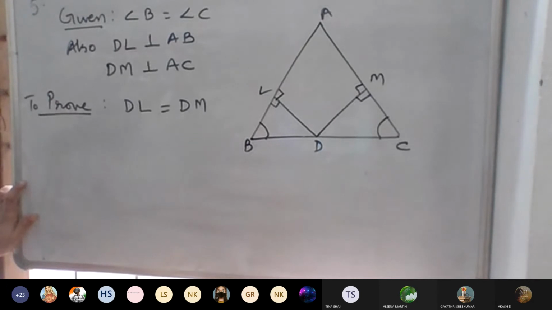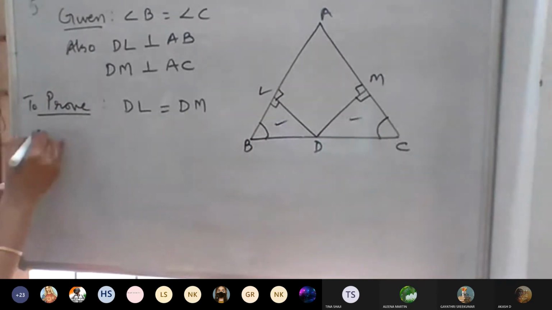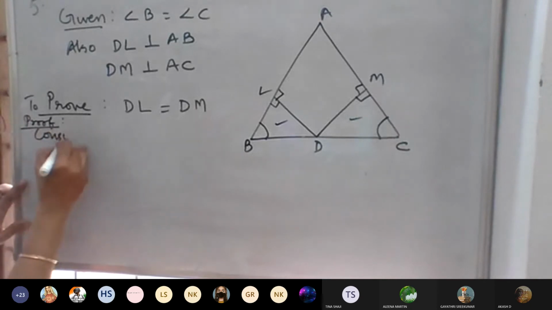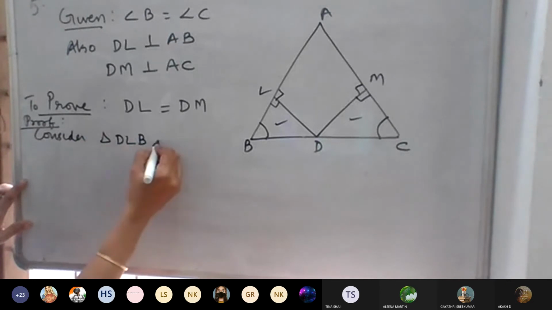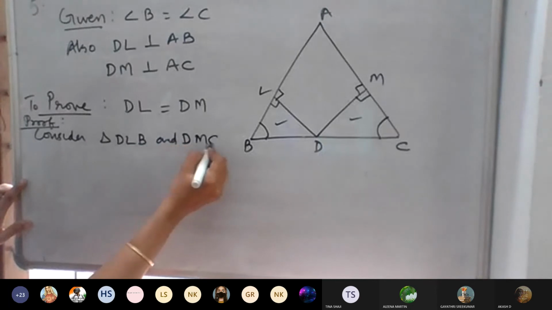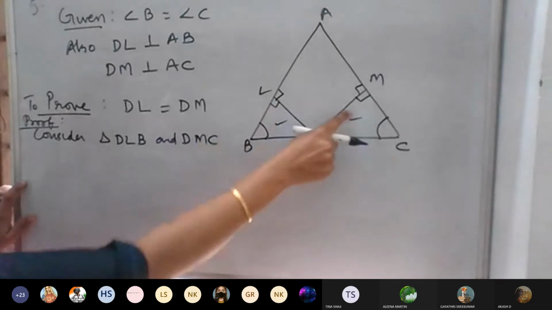Okay. So two triangles we can consider. Proof: consider triangle DLB and triangle DMC. These two triangles.